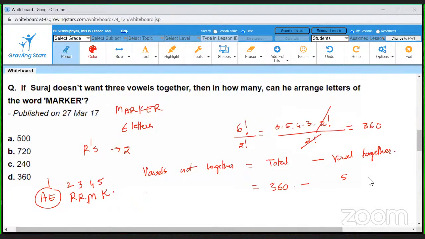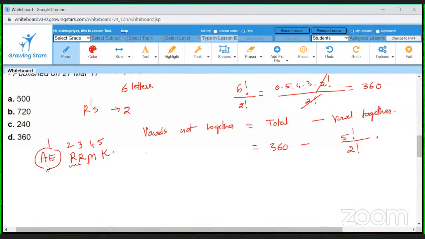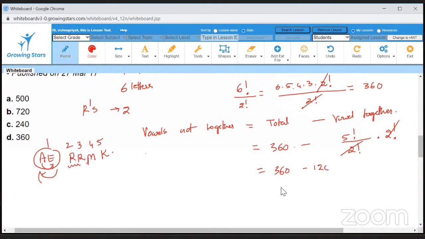5 factorial ways you can arrange. But there are 2 R's, so you have to divide by 2 factorial. But then vowels will arrange among themselves. Because there are 2 vowels, they will arrange in 2 factorial ways. 2 factorial will cancel. 360 minus 5 factorial, which is 120. So there are 240 ways. Option C will be the answer.